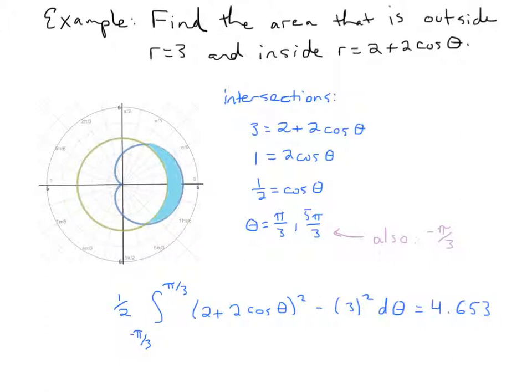Alright, so once I figured out that that's where I'm going, negative pi over 3 to positive pi over 3, now I just fill in the rest. So here's my 1/2, and then my outer graph, squared, is the blue one, the cosine one, and minus my inner, so the green one, minus that one, squared, d theta, and evaluating that with calculator, I get 4.653.